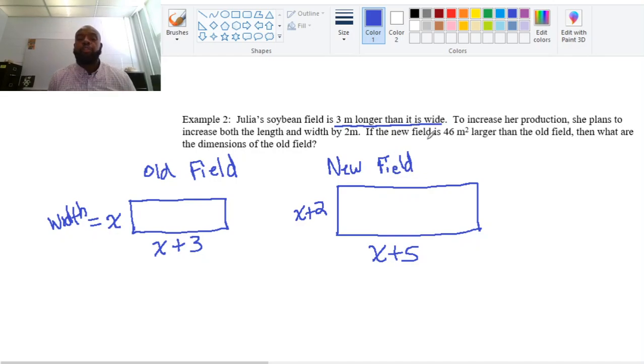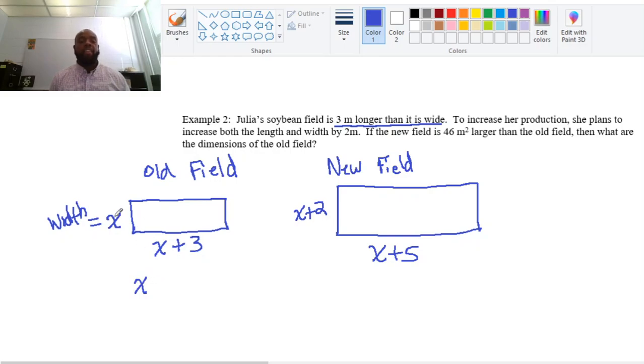Now it says if the new field is 46 meters squared larger than the old field. This has to do with area. One way that I know that is because this unit here is squared, and so that represents a two-dimensional figure, which is area. And it doesn't have to do with how long the fencing around the field is or anything like that, all right? But the new field is 46 meters squared larger than the old field, right? So remember, the area of a rectangle is length times width.